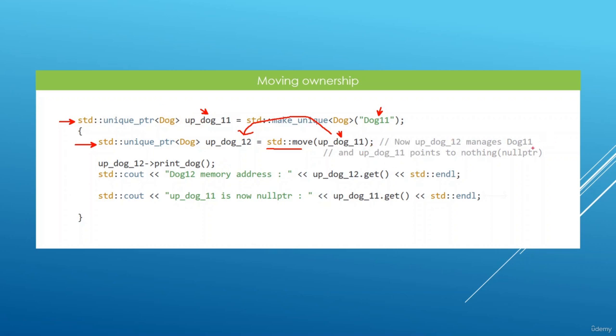It's going to be automatically reset to null pointer. From this point on, we're going to be using updog12 to manage this memory here. For example, if we print dog here, we're going to be printing dog11. If we use the get method, we're going to be getting the raw pointer that was pointing to dog11. And if we try to use the pointer in updog11, we're going to get the pointer which has already been reset to null pointer. We're going to see this when we hit Visual Studio Code in a minute.